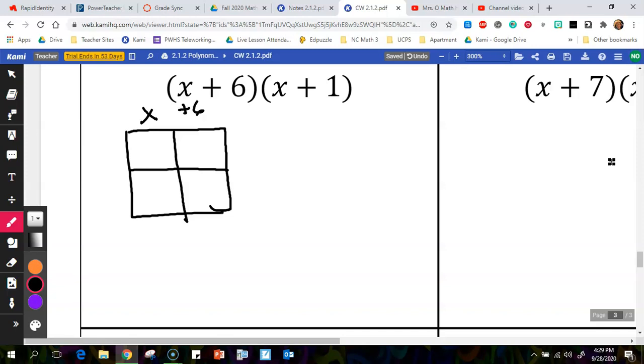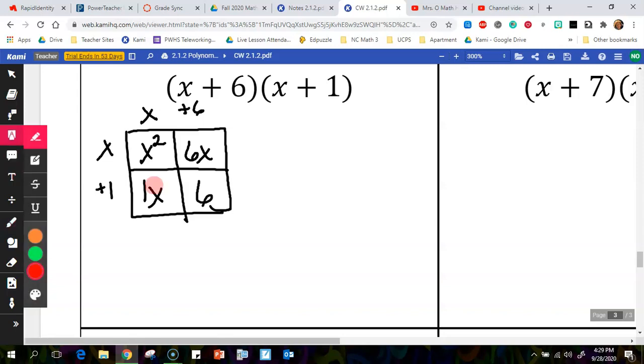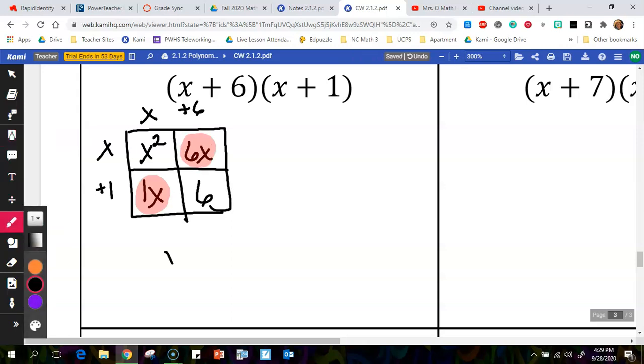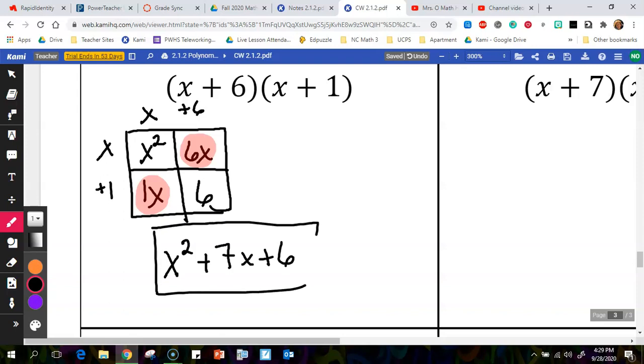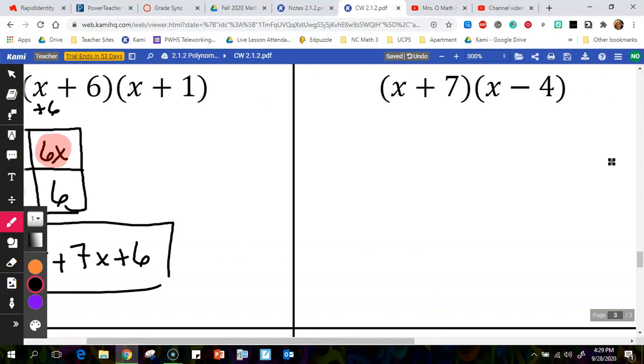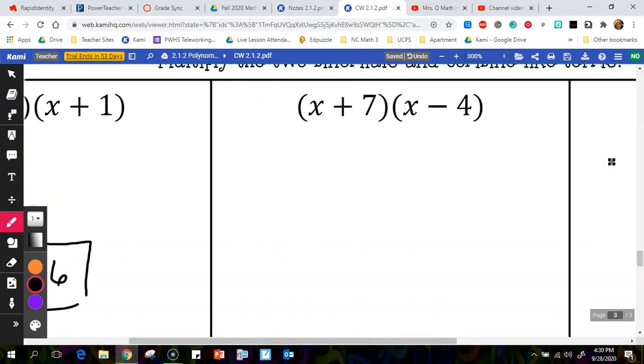X plus 6 goes up here, and x plus 1 goes down here. X times x is x squared. X times 6, 6x. 1 times x, 1x, and then 1 times 6, 6. And of course, this and this are like terms, so I'm going to combine those when I write the answer. X squared plus 7x plus 6. Okay, you need to get used to doing this because we're going to be doing the opposite of this when we start factoring.